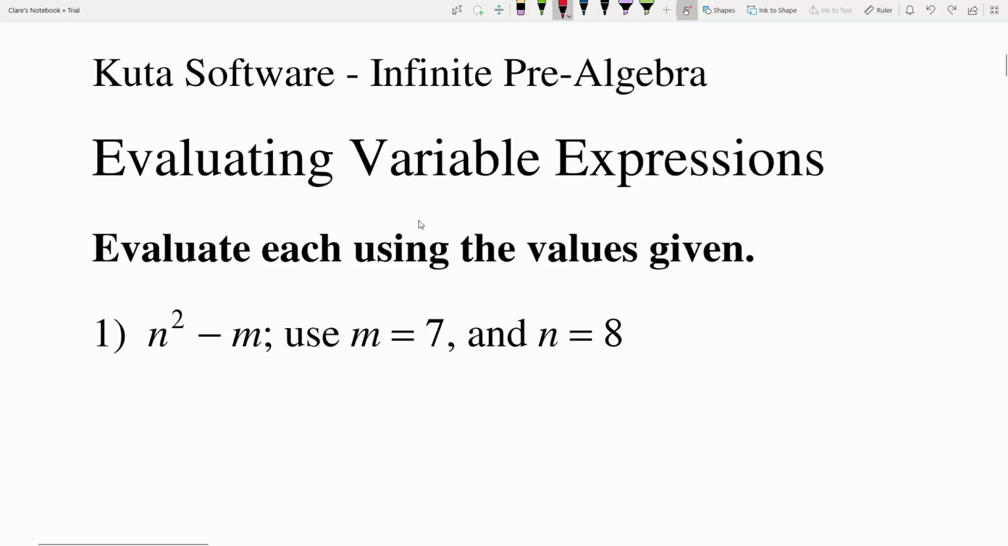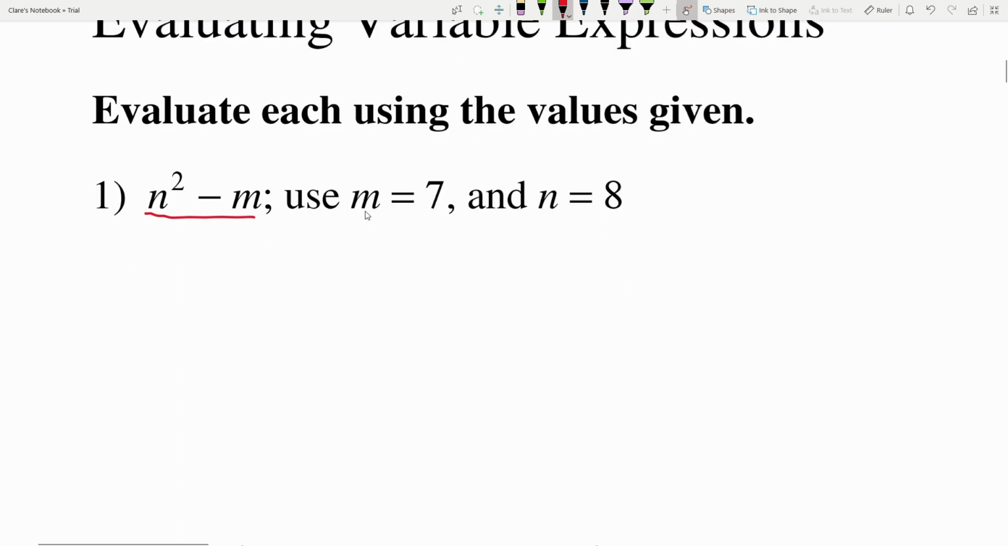In this video, we're going to complete the Kuta Software Infinite Pre-Algebra free worksheet, evaluating variable expressions. Our instructions for this worksheet are to evaluate each using the values given. So in number 1, our expression is n squared minus m, and we're given that m is equal to 7 and n is equal to 8.